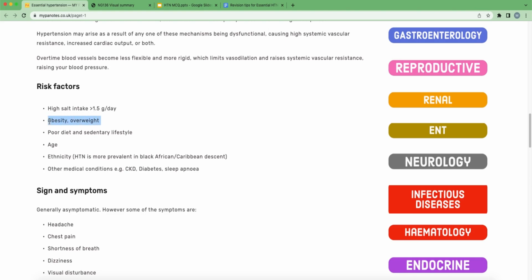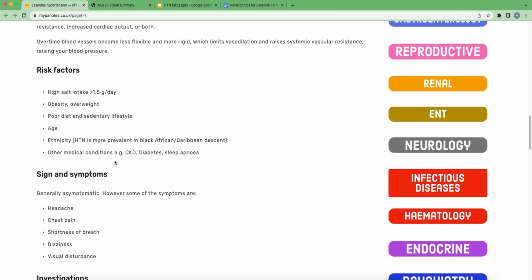Obesity: being overweight or obese increases the chances of getting high blood pressure. Not necessarily, but it is something to be aware of. And obviously poor diet, aging, and ethnicity, which again is linked to genetics. Black Africans and those of African Caribbean descent are more likely to develop high blood pressure.